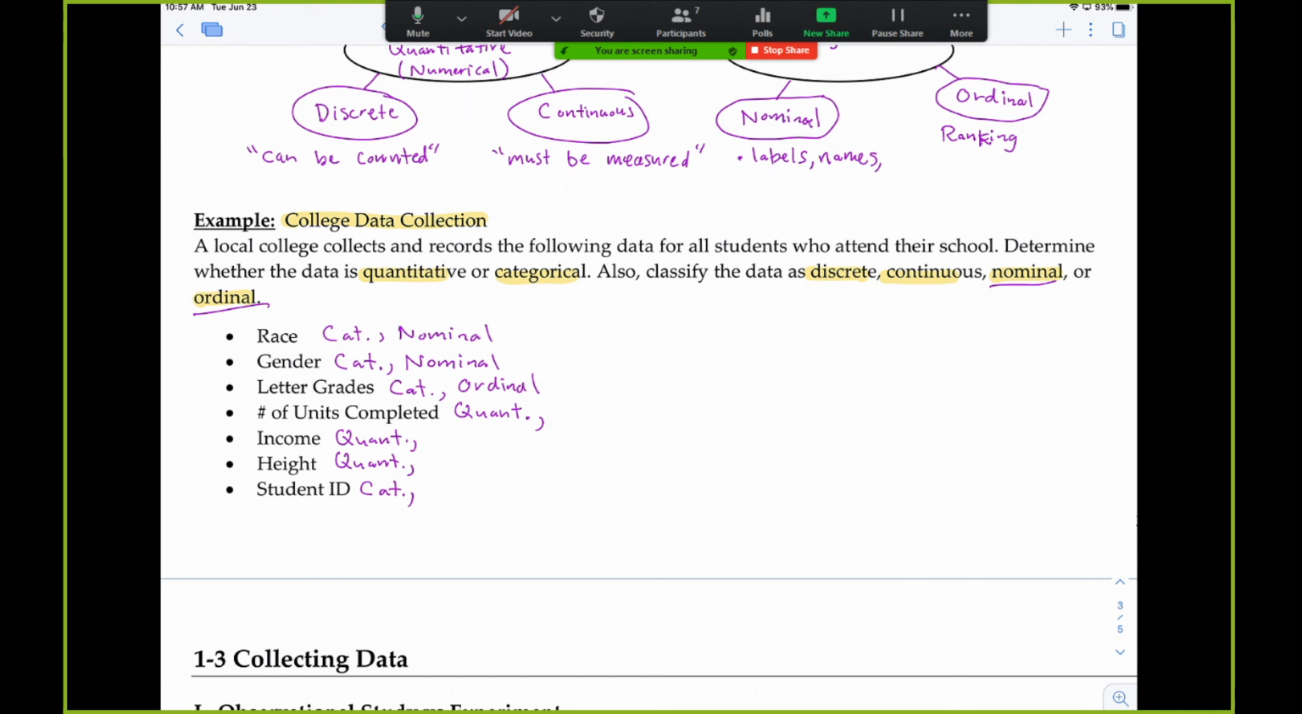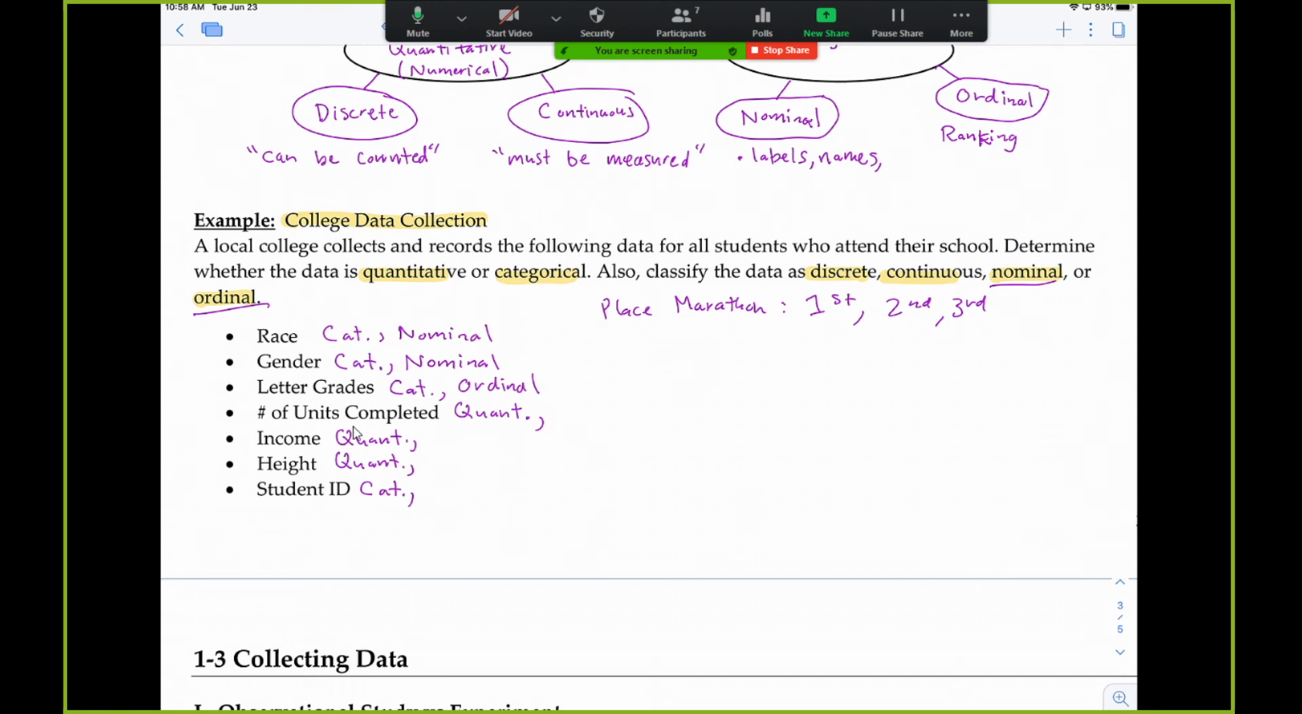Another example of categorical data that is ordinal would be place in a marathon. If you got first place, second place, or third place, that would be an example of ordinal data.